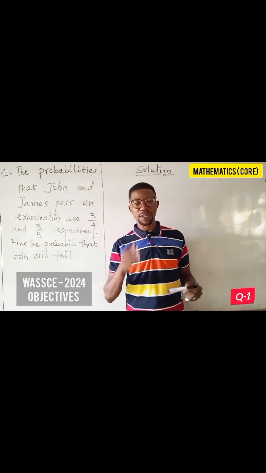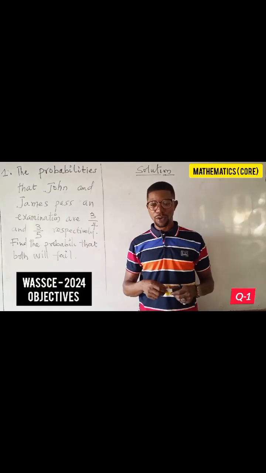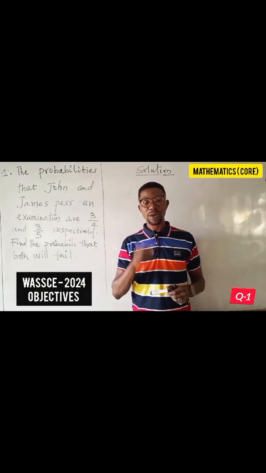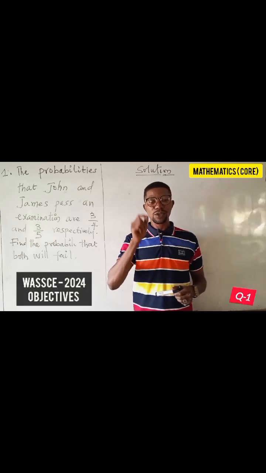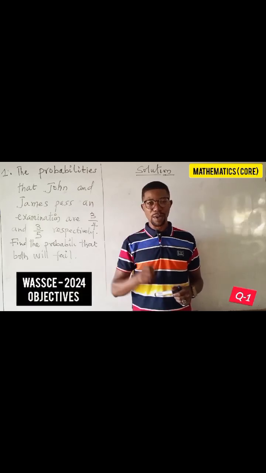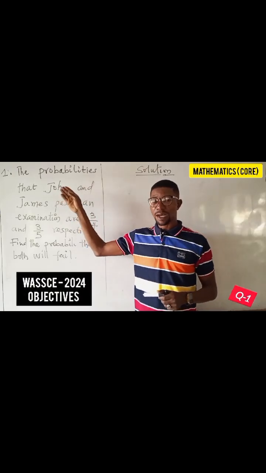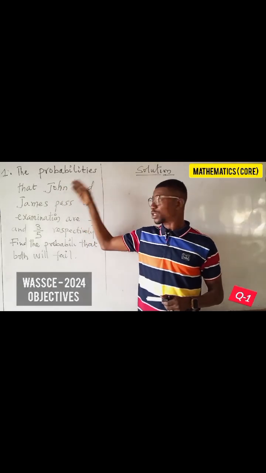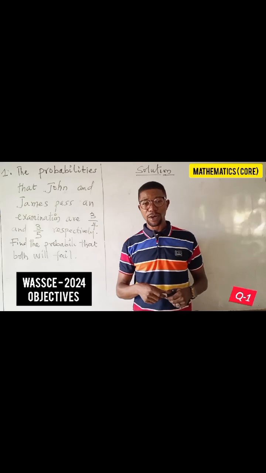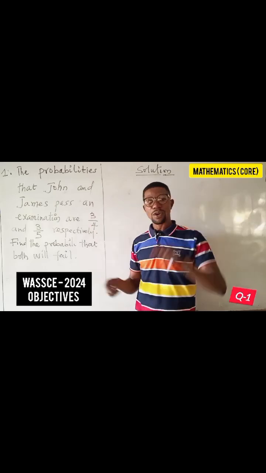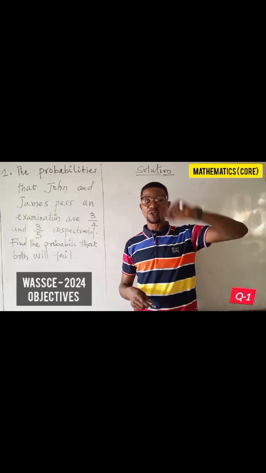So let's come to think of it. The only thing you are supposed to get clear or acquaint yourself with is the WASSCE 2024 core mathematics paper. Have it and look through. This is our school's question 1 for the objective test. It may be your question 7 or your question 20 in your school.